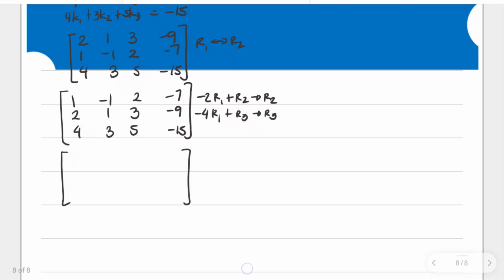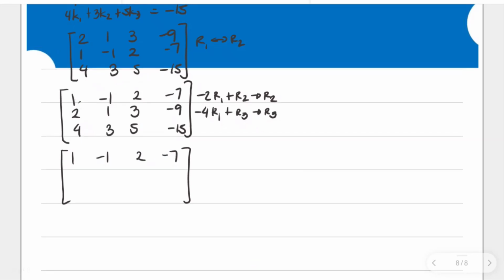So we have 1, negative 1, 2, negative 7. Negative 2 times 1 is negative 2 plus 2, 0. Negative 2 times negative 1 is positive 2 plus 1, 3. Negative 2 times 2 is negative 4 plus 3, negative 1. Negative 2 times negative 7 is positive 14 plus negative 9, I have here 5.